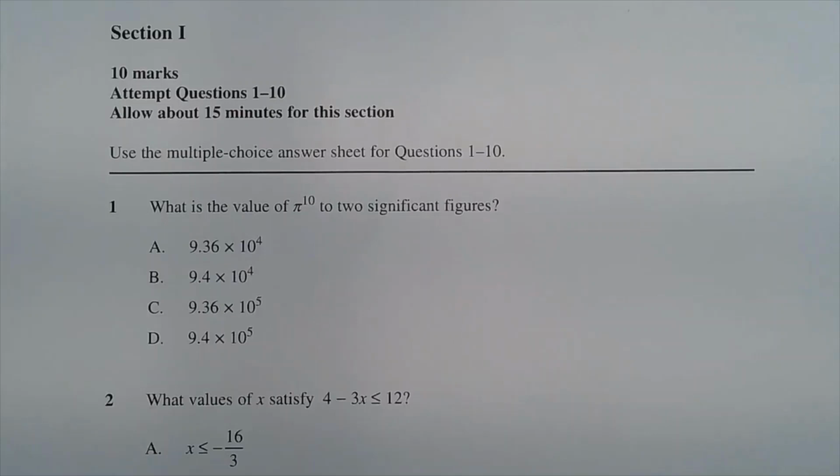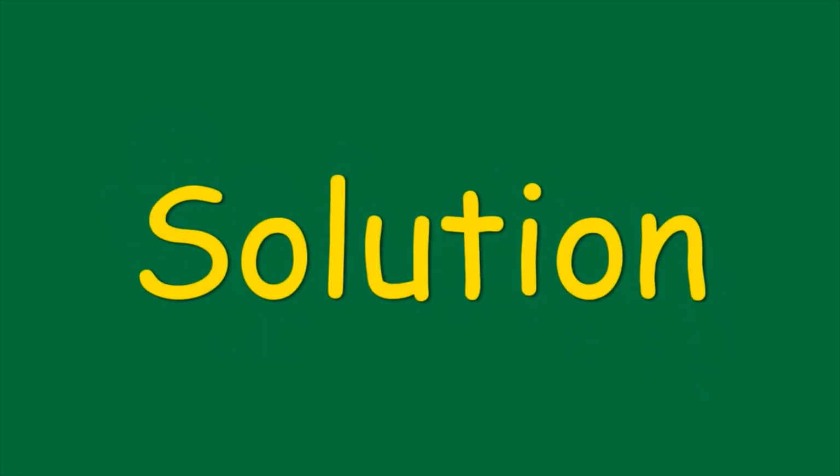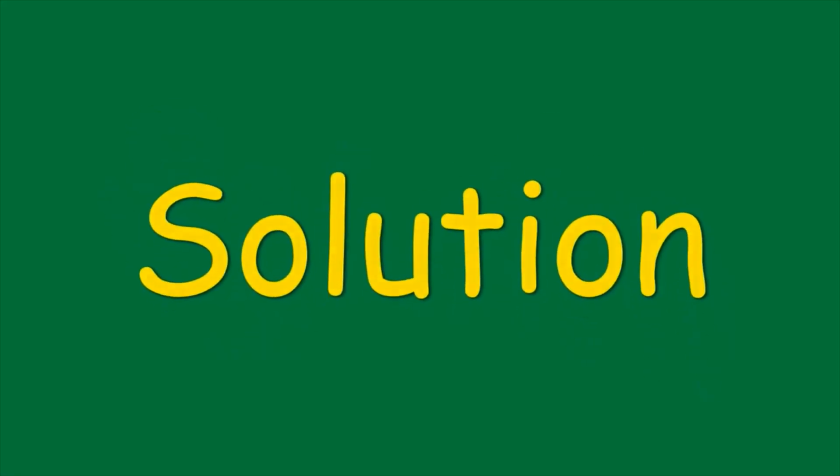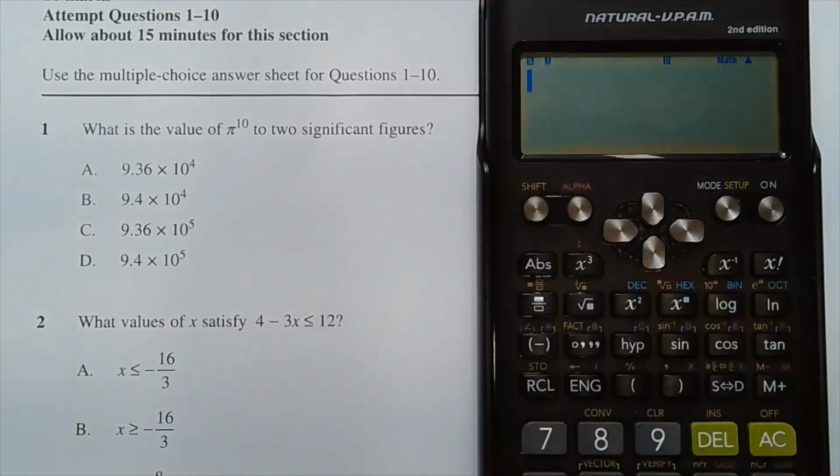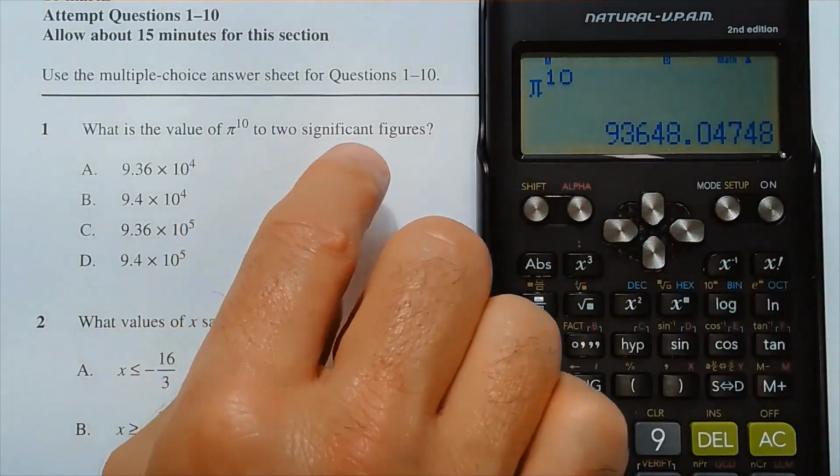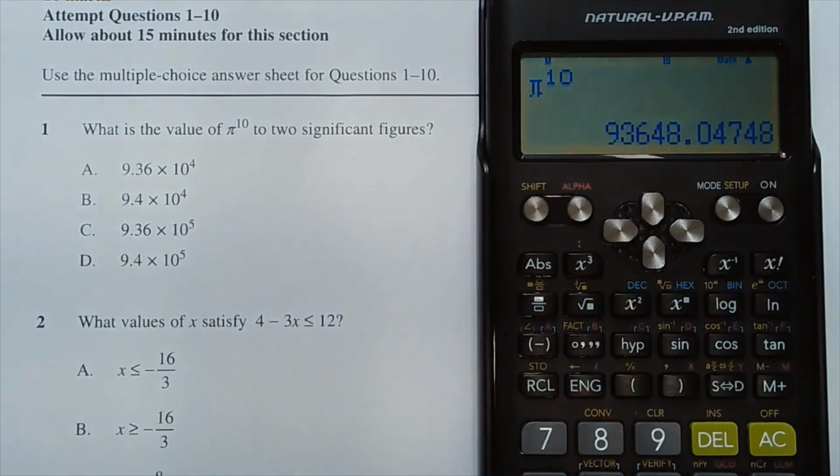Question 1. What is the value of pi to the power of 10 to two significant figures? Typing in pi to the power of 10, this is the result. This will need to be rounded to two significant figures and expressed in scientific notation. The calculator has a mode that can do both.